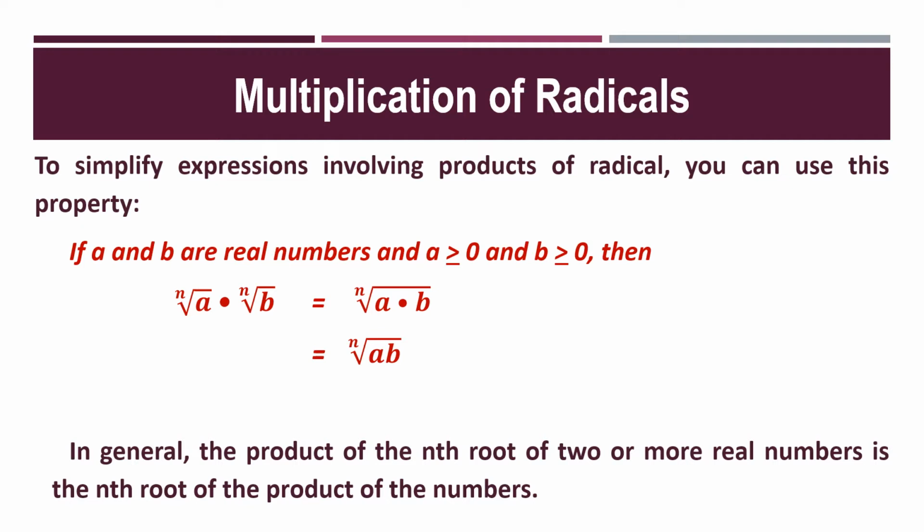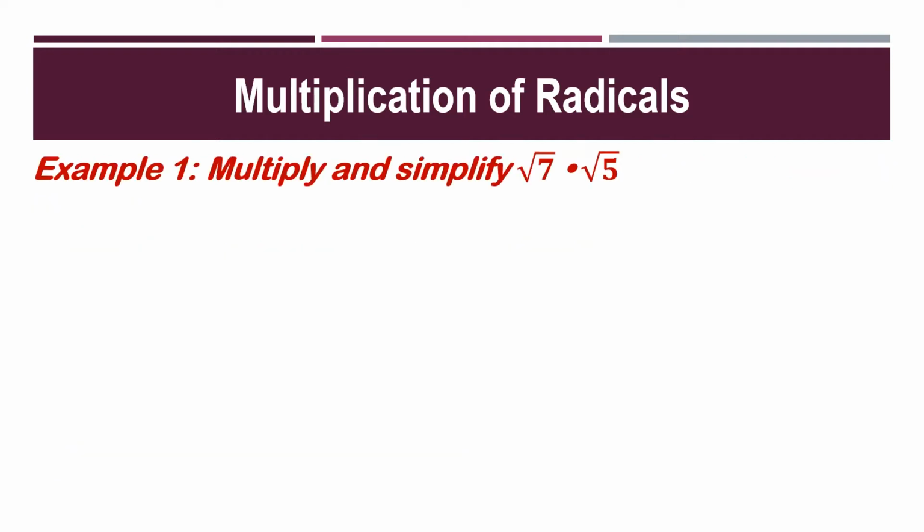If a and b are real numbers and a is greater than or equal to 0 and b is greater than or equal to 0, then the nth root of a times the nth root of b is equal to the nth root of a times b. In general, the product of the nth root of two or more real numbers is the nth root of the product of the numbers. Let's have some examples.